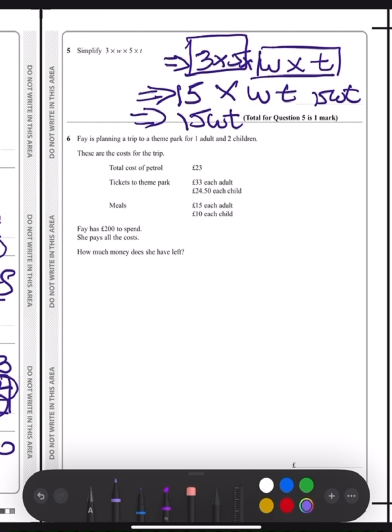For this question, now it is a 4-mark question. Now this is something we need to pay a lot of attention to.